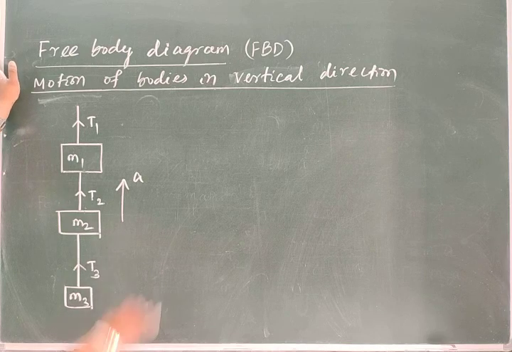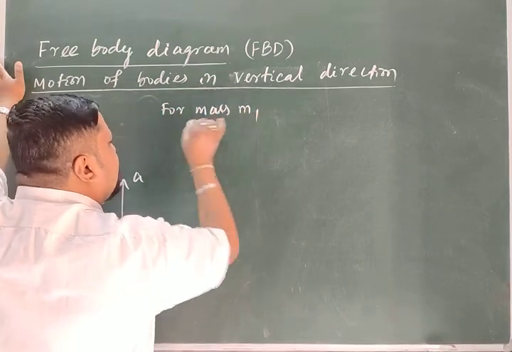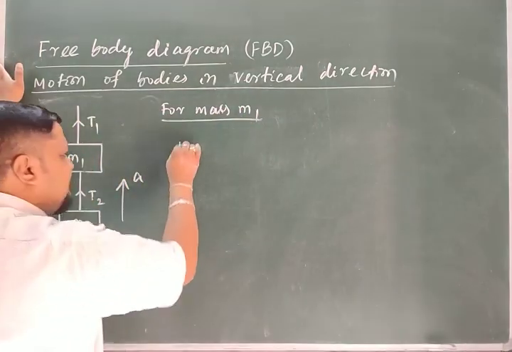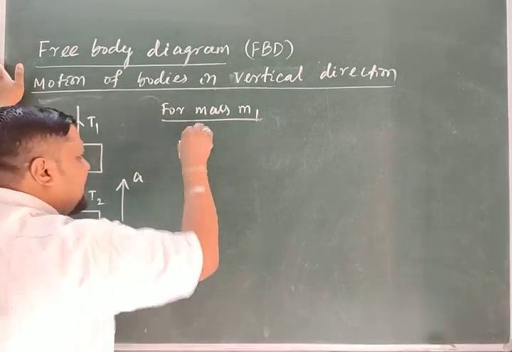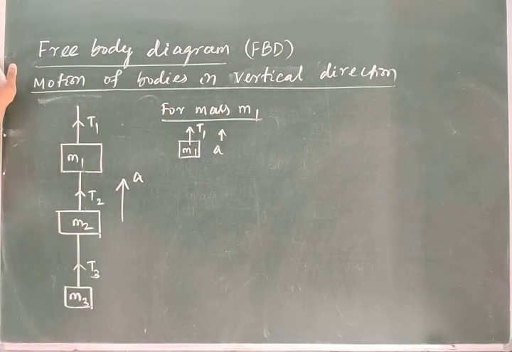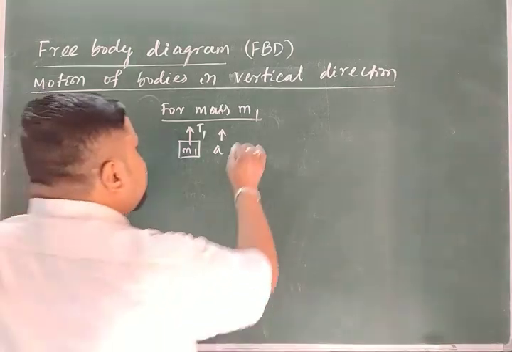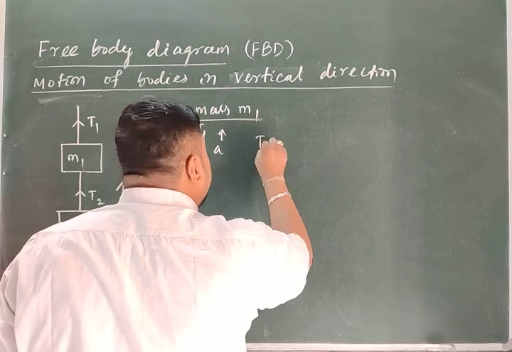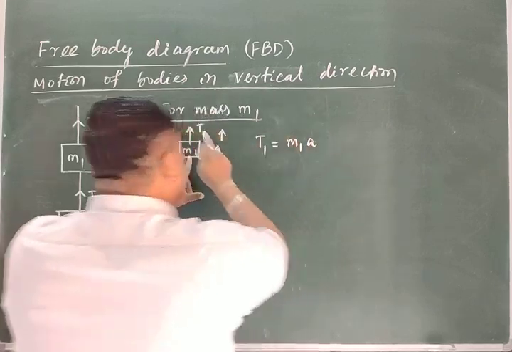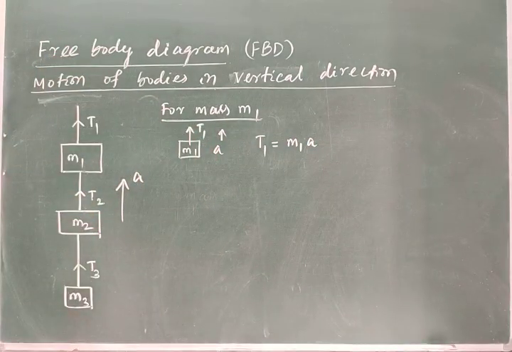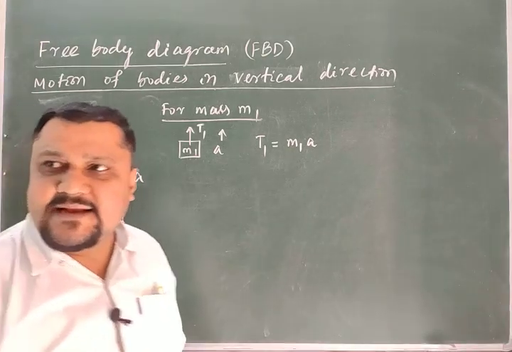So for mass M1, draw the free body diagram. For mass M1, the tension is this one, T1, and it gives an acceleration this way. Right? So I can write this as T1 is equal to M1A, because both are in the same direction, the tension and the acceleration upward. So T1 is equal to M1A. Now what is the acceleration of the whole system?